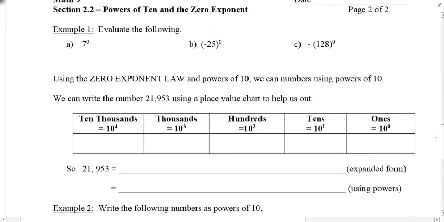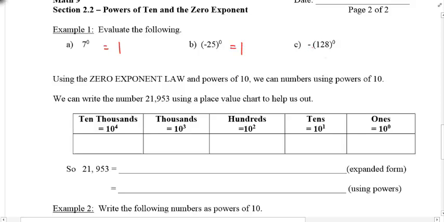Okay, time for you to evaluate example number 1. 7 to the power of 0. Remember I just told you anything to the power of 0 is 1. How about negative 25, all to the power of 0? Yeah, that's also 1. Whoa, what's this one here?